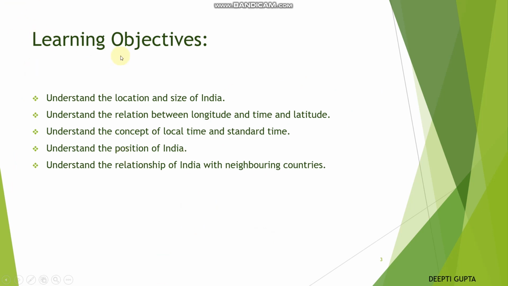Now, the learning objectives of today's module are: understand the location and size of India. Second, understand the relation between longitude, latitude and time. Third, understand the concept of local time and standard time. Fourth, understand the position of India. Finally, we will understand the relationship of India with neighboring countries.